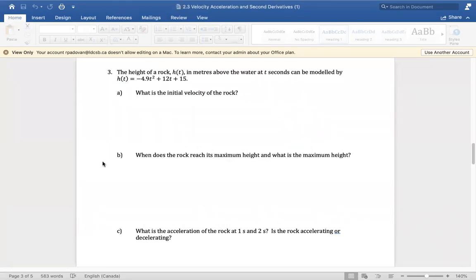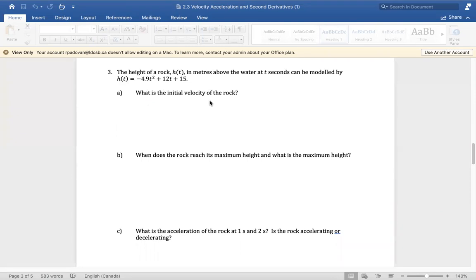So completely different question, right? The height of a rock, so sounds a lot like your quadratic grade 10 questions, right? The height of a rock, h of t, we're calling it, is in meters above the water, and time is in seconds, can be modeled by this equation. Looks very similar. You know, it's a quadratic, it's squared. H of t equals negative 4.9t squared plus 12t plus 15. What is the initial velocity of the rock?